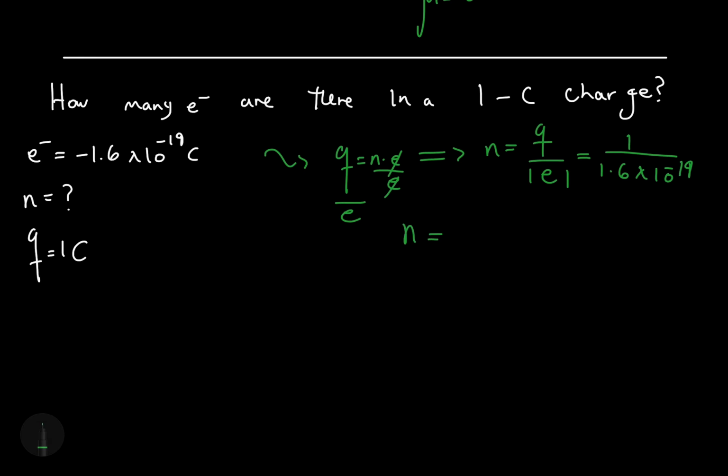So the number of electrons in a 1 coulomb charge, let me calculate that, is 6.25 times 10 to the power of 18. And that's a big number, which indicates there are a lot of electrons in a 1 coulomb charge.